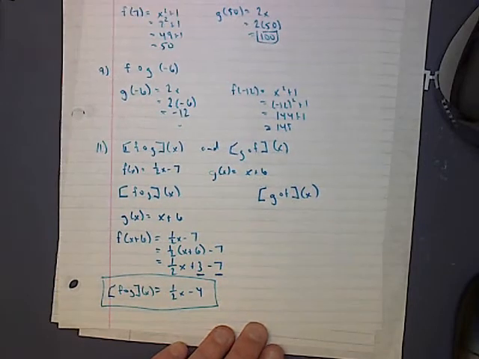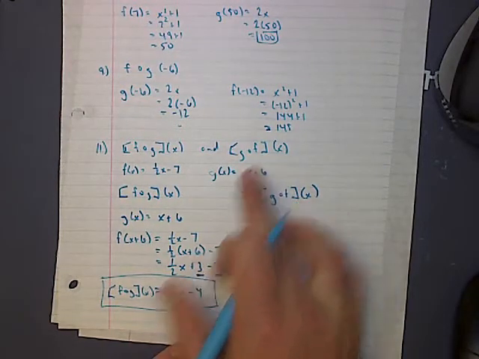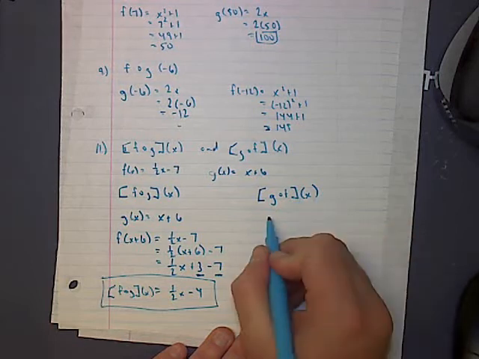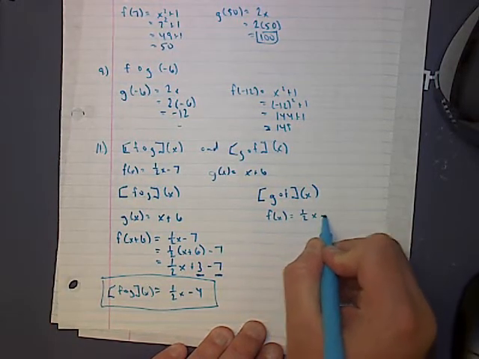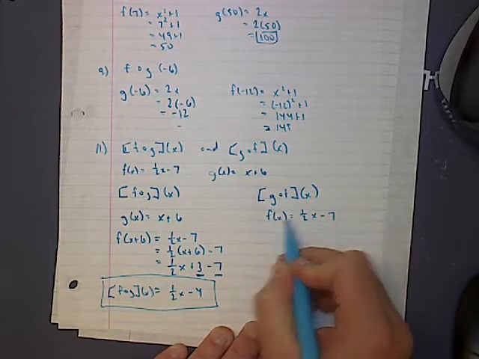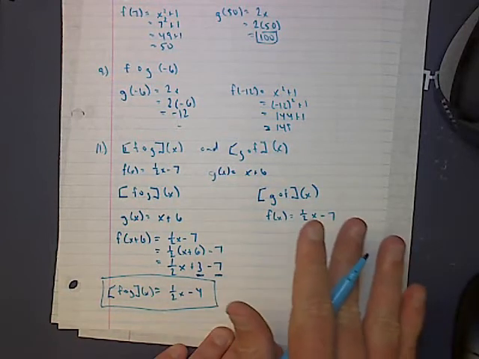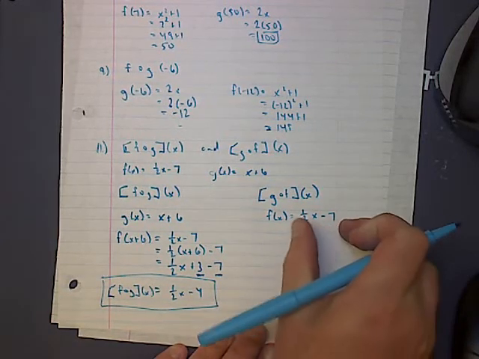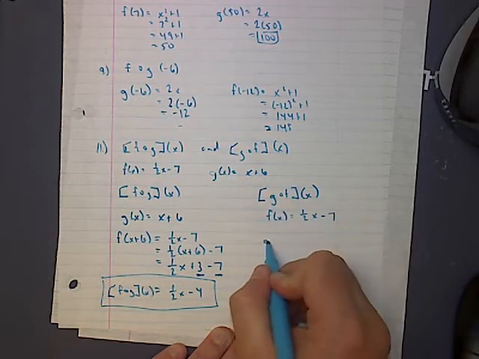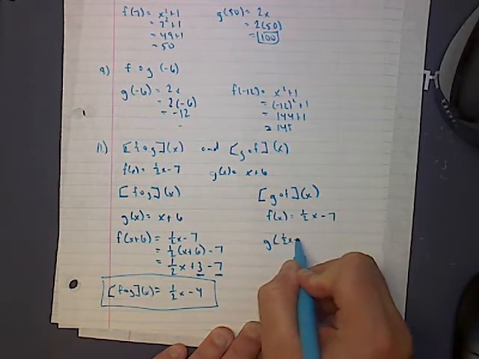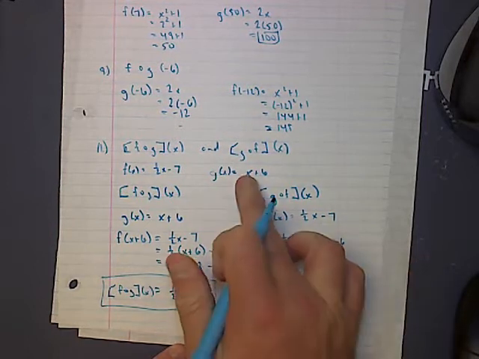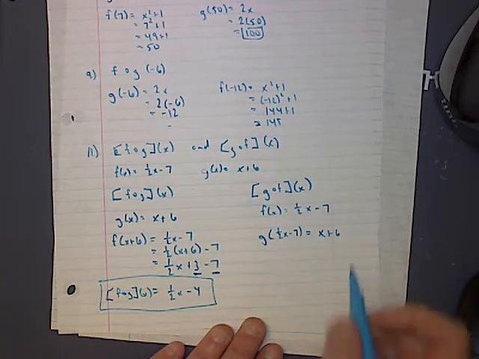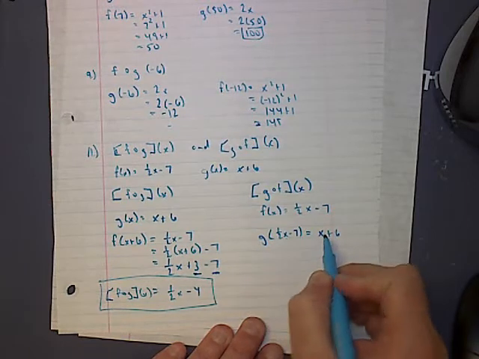G of f of x. I'm going to go back and do this one now. X is closest to f, so I'm going to do f of x equals the f function, which is 1/2 x minus 7. I take x, I plug it in for x, does not change it, stays there. So now I'm going to take this and plug in the g function. G of 1/2 x minus 7 equals x plus 6, that's my g function. I'm going to take this and plug it in for x.